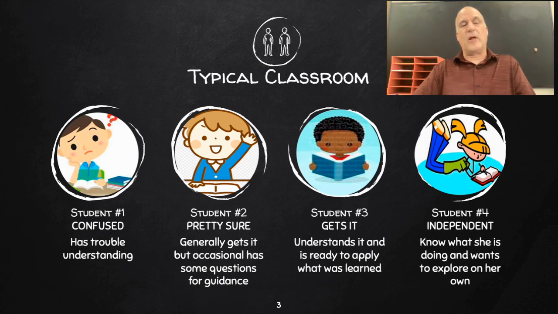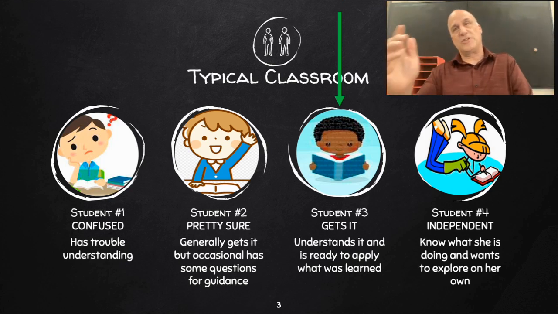Now, in a classroom, a lot of times we are addressing the middle. This is student number 3, because that's where the content standard usually lays. And so we want to make sure that we address that need. But then we have to differentiate down and differentiate up.